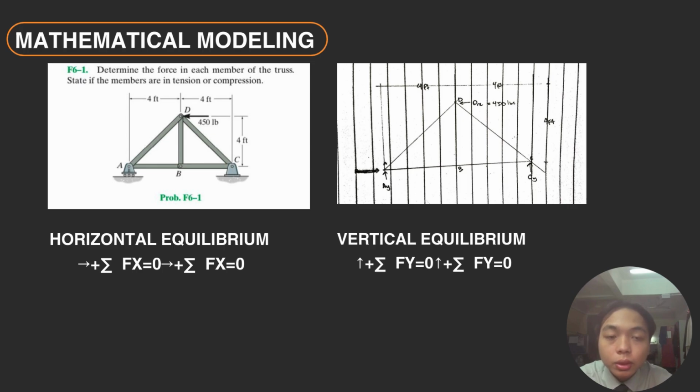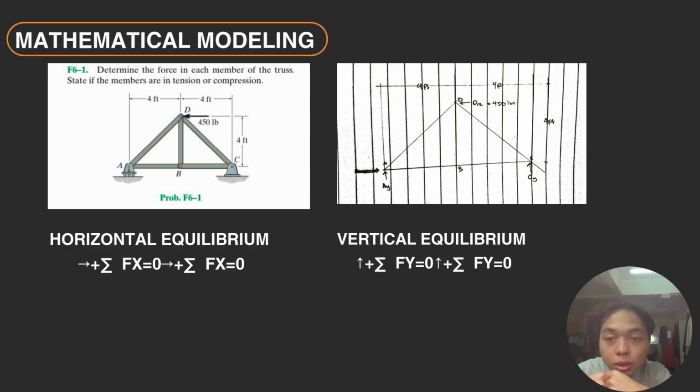I'm going to present to you about a mathematical modeling. As for the problem itself, it talks about how we're going to separate the forces in trusses. So what I did just now is horizontal equilibrium and vertical equilibrium, and also I used the moment about A. By the question itself, it determines the force in each member of the truss, and states if the members are in tension or in compression.